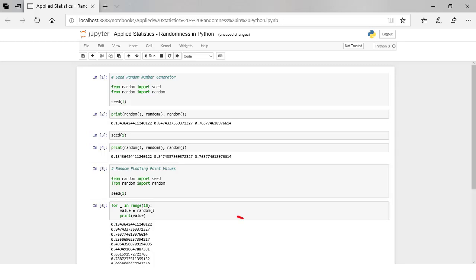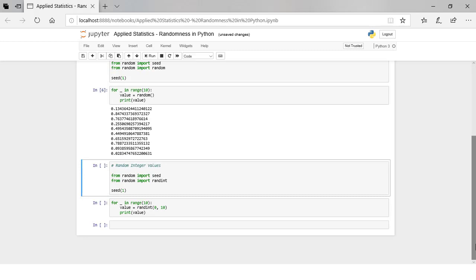Random floating point values can be generated using the random function. Values will be generated in the range between 0 and 1, specifically the interval [0, 1). Values are drawn from the uniform distribution, meaning each value has an equal chance of being drawn. Our example generates 10 random floating point values.